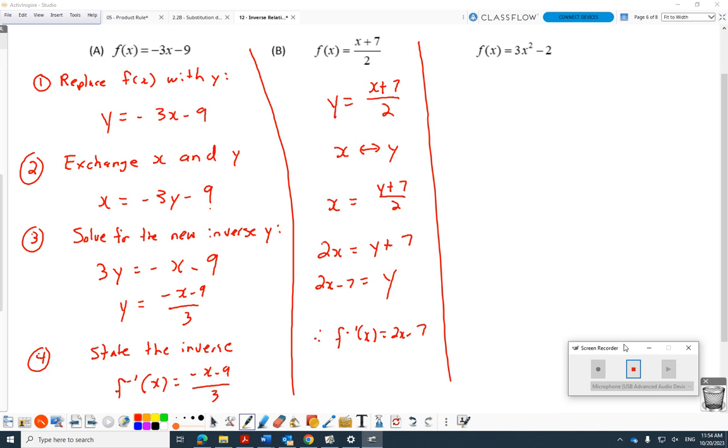Let's keep score. Negative 3y moved past the equal sign, so it had to change operations. X moved past the equal sign, so it had to exchange operations. But negative 9 stayed there the whole time. It was unaffected by everything that went on there.